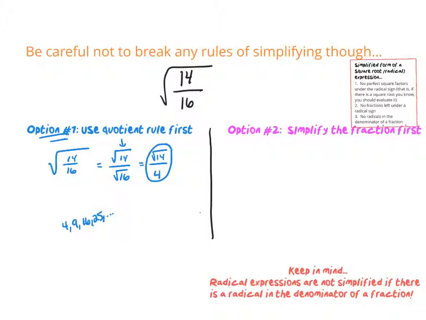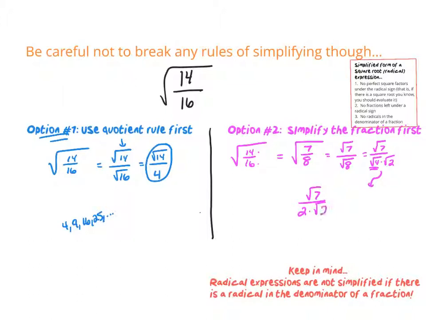As we've been talking about, we could also simplify the fraction first and then deal with the radicals. So instead of splitting it up into root 14 over root 16, I could just simplify the fraction first. So 14 over 16 would reduce to 7 over 8. Then from here, I could use the quotient rule and put the square root of 7 on top and the square root of 8 on the bottom. From there, I know the square root of 7 doesn't simplify because it doesn't have any perfect square factors. And on the bottom, I could rewrite the square root of 8 as the square root of 4 times the square root of 2. So finally, on top, I have the square root of 7, and then on the bottom, the square root of 4 is just the number 2, and then the square root of 2.